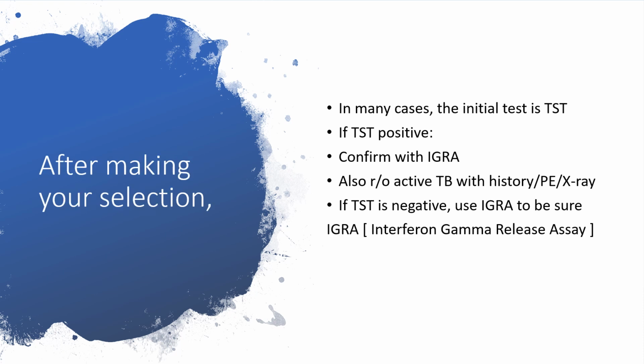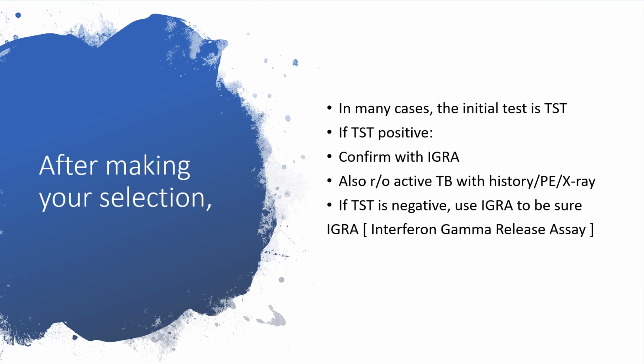After making your selection, what's next? In many cases, the initial test is the tuberculin skin test. If the tuberculin skin test is positive, don't worry, there will be some representation details given as per all these screening tests. So if the tuberculin skin test using purified protein derivative or RT23 is positive, and you don't want your license to go for it or anything, confirm with interferon-gamma release assay.